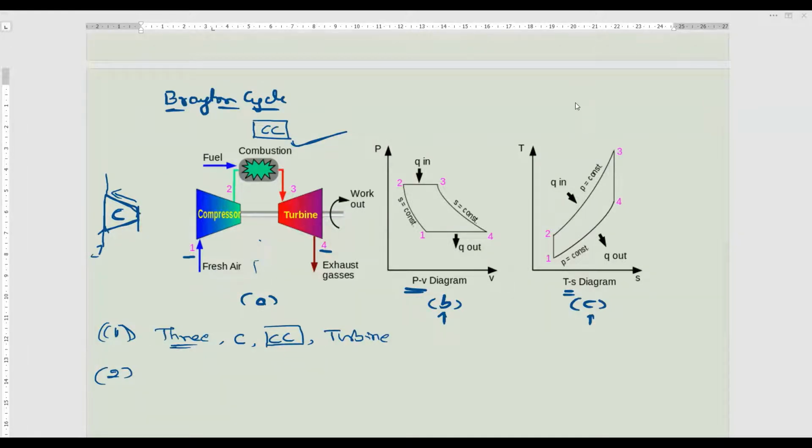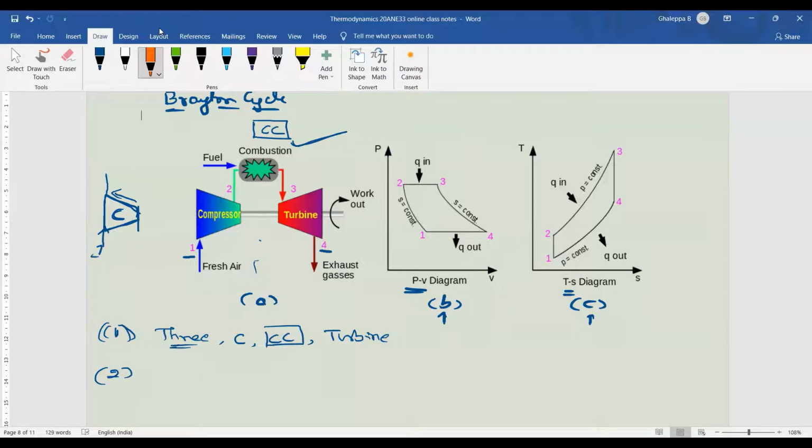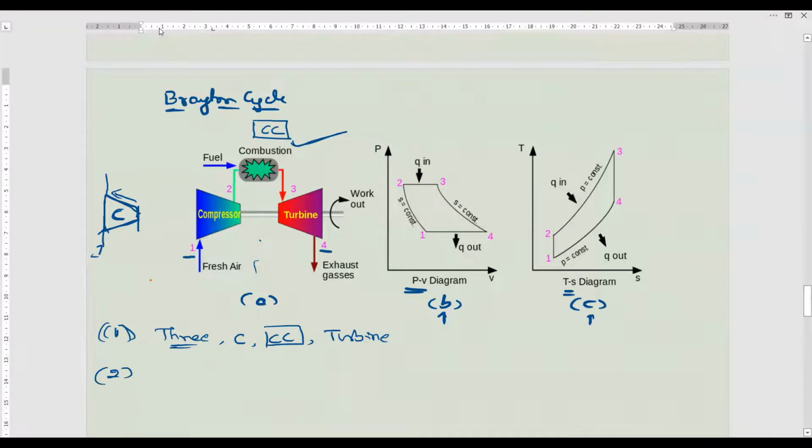Then the turbine. There is a standard symbol in the mechanical industry used for representing the turbine. The turbine will be represented like this. I will draw here. First you draw one small vertical line. Yes, this is a turbine.